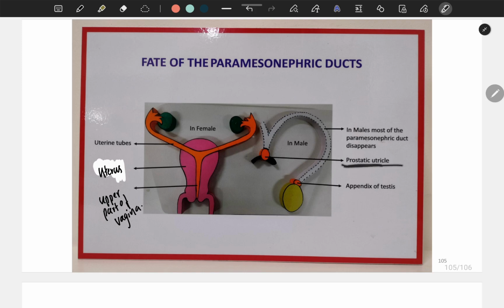So what is this prostatic utricle? It is a small blind opening on the posterior wall of the prostatic urethra. Okay, this is the urethra, right? Here you can see the ejaculatory duct. Behind that is the posterior wall of the prostatic urethra. You can see this prostatic utricle, also called the masculine vagina.